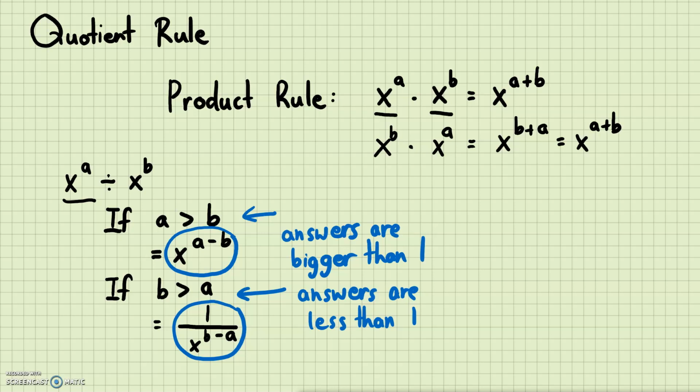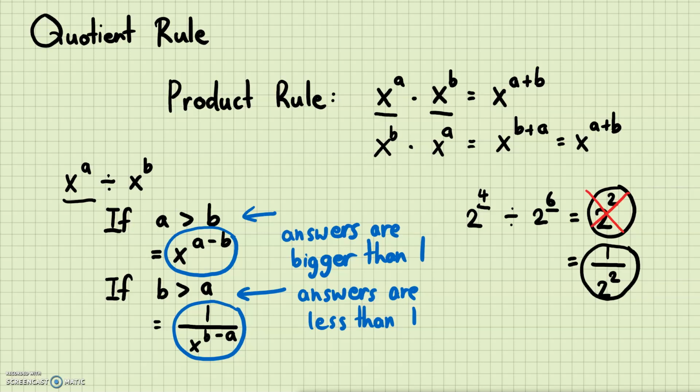So if you got a question like 2 to the power of 4 divided by 2 to the power of 6, and if you got that the answer was 2 squared, you can know that you did something wrong because our a is smaller than b, and you should get an answer that's less than 1. But here you got an answer that's bigger than 1. So that means you made an error somewhere. And in fact, if you double check, you can see that it has to be 1 over 2 squared. So then this would be the correct answer. So that's a rough way to check if you've done your calculation correctly.